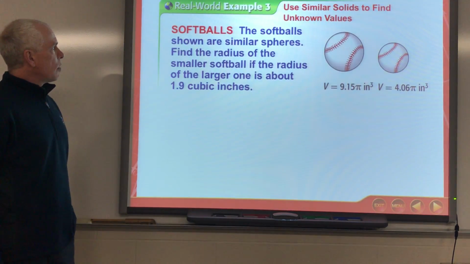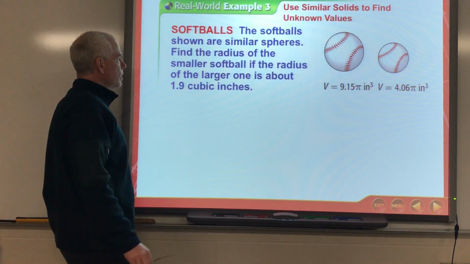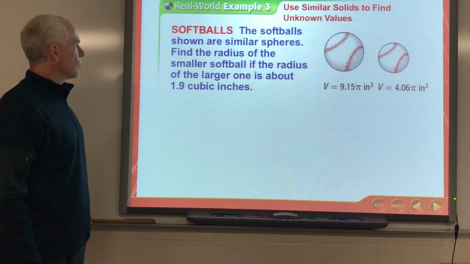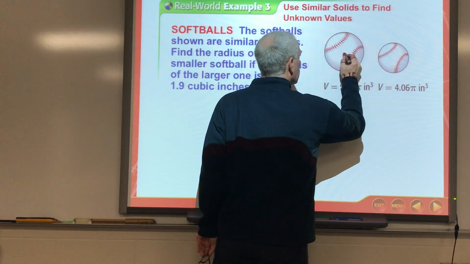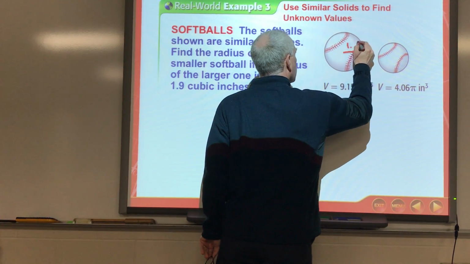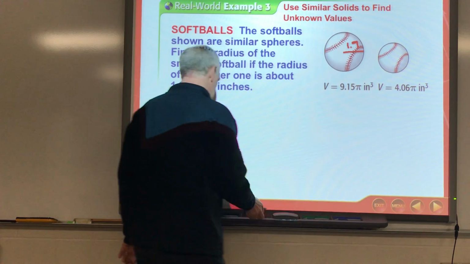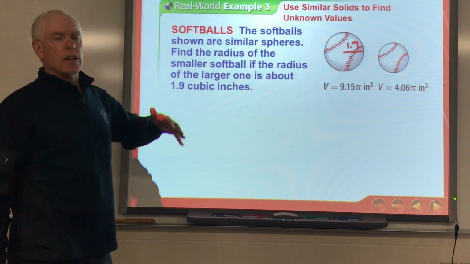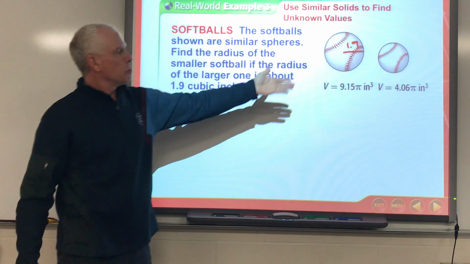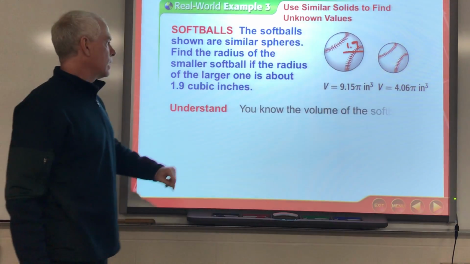Okay, softballs shown are similar spheres. Find the radius of the smaller softball if the radius of the larger one's about 1.9. So I know this is 1.9, okay? And I know the volumes, but that doesn't help me with scale factors. So what I have to do is figure out what A over B is. I've got A cubed over B cubed, and I have to go back to A over B.